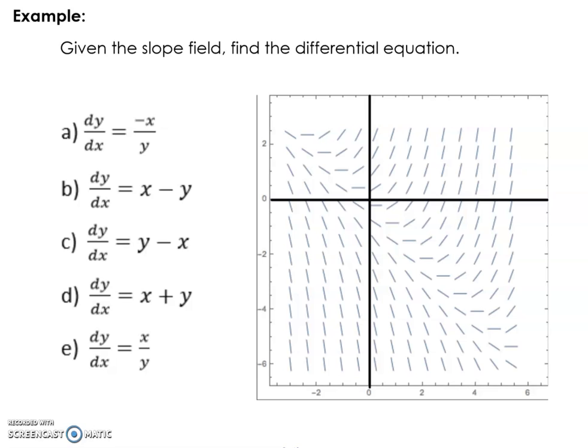So given the slope field, find the differential equation. When we have the slope field given and we want to figure out which one this matches, what I would do is pick one of the slopes to focus on and then plug that point into each of the choices and see which one matches the slope.